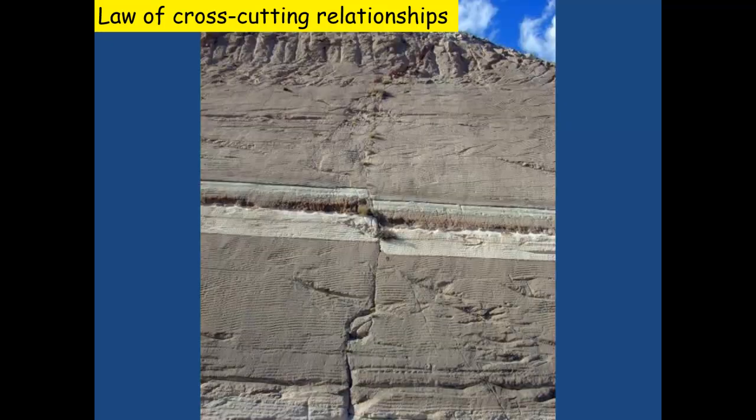Here's another example of the law of cross-cutting relationships, except this time what's cutting is not an intrusion of magma, but a fault. There's a fault that runs through here and that cuts across and offsets what would have otherwise been a continuous layer of sedimentary rock. And because the fault cuts across and offsets this layer, the fault must be younger than this layer.